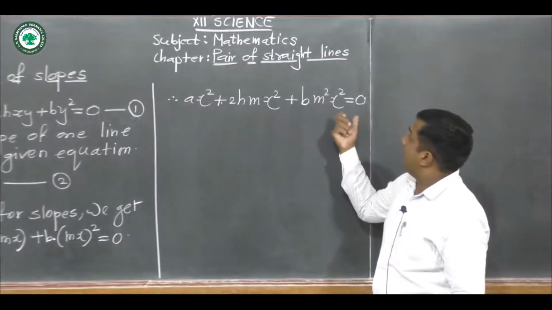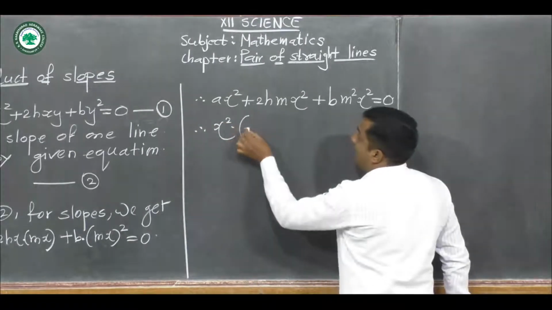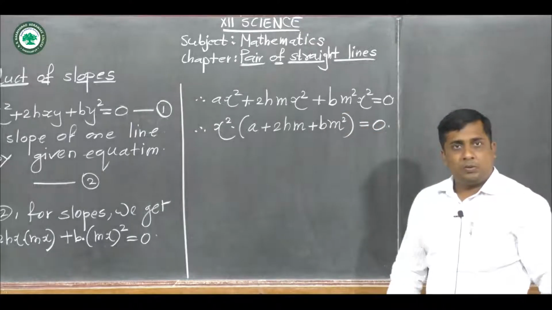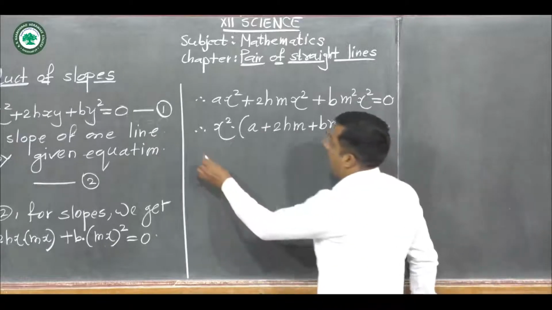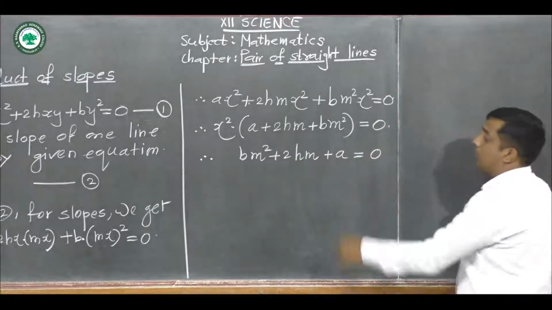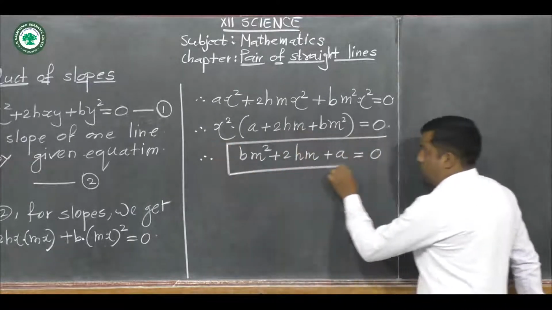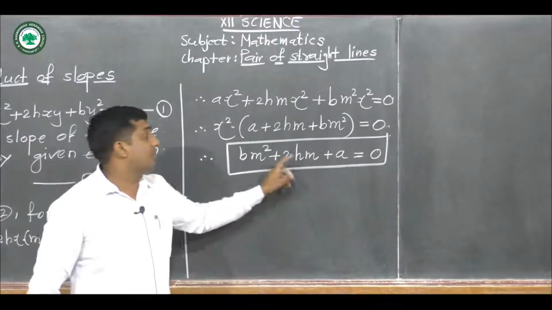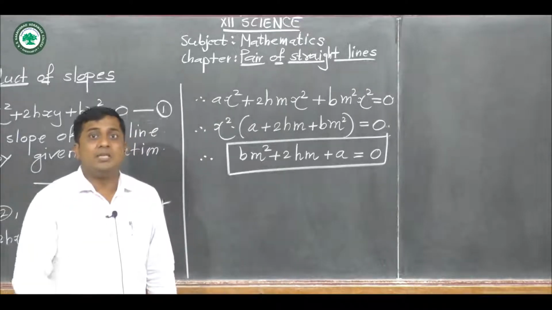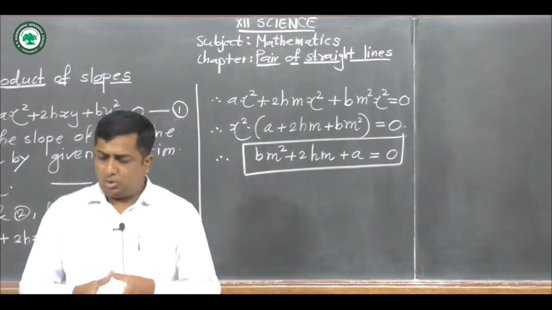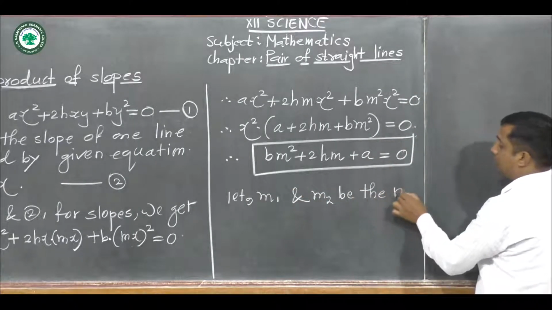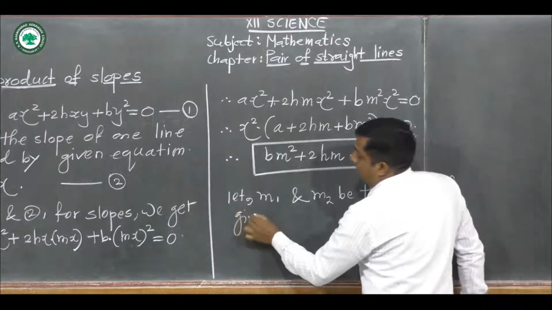Now we take x square as common, so we get x square into bracket a plus twice hm plus bm square is equal to 0. Let's divide both sides by x square. If we divide, we get bm square plus twice hm plus a is equal to 0. We get this quadratic equation, and this is a quadratic equation in m, and it has two roots. Let m1 and m2 be the roots of the given quadratic equation.